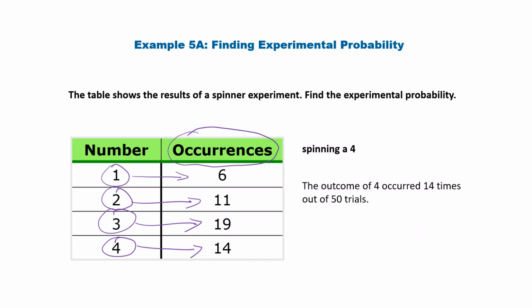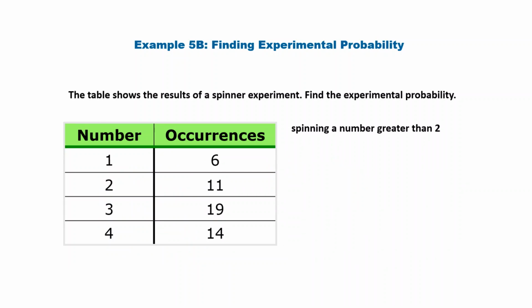So we can see that the outcome of 4, because that's what our original question said, occurred 14 times out of the 50 trials. So we can just write that as a ratio, 14 out of 50, and then reduce it to 0.28.